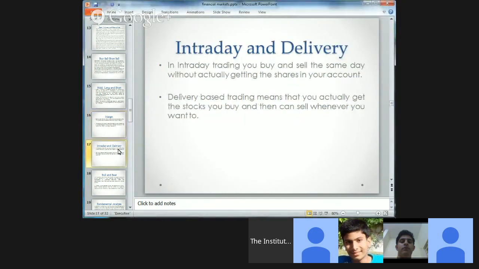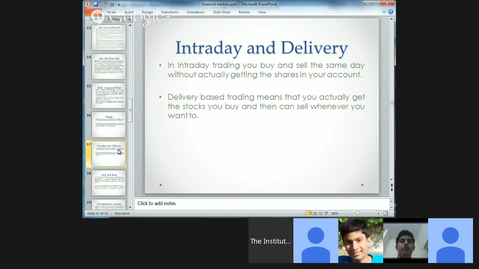Intraday and delivery. Intraday is something where the broker is going to give you a limit. Mostly in India, it's around 2 or 3 days, or it depends on the relationship with your broker. Some brokers take a security deposit amount. Some give you 5 days, some give you 7 trading days, some give you 15 trading days to stay on the margin and not take a delivery. It depends on the exchange as well.